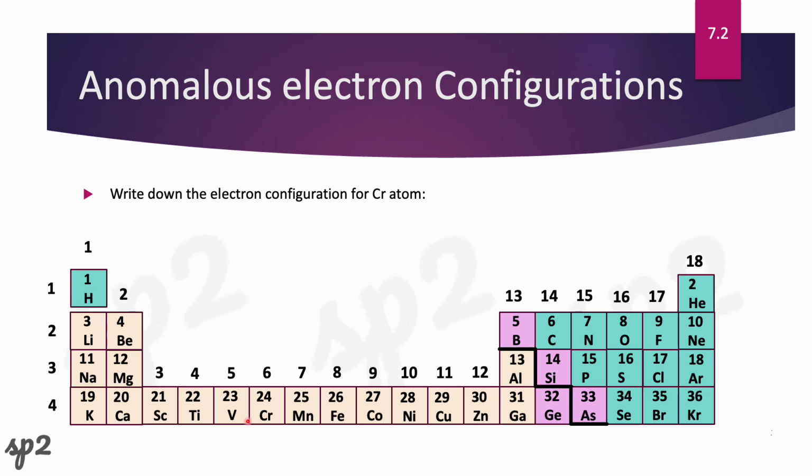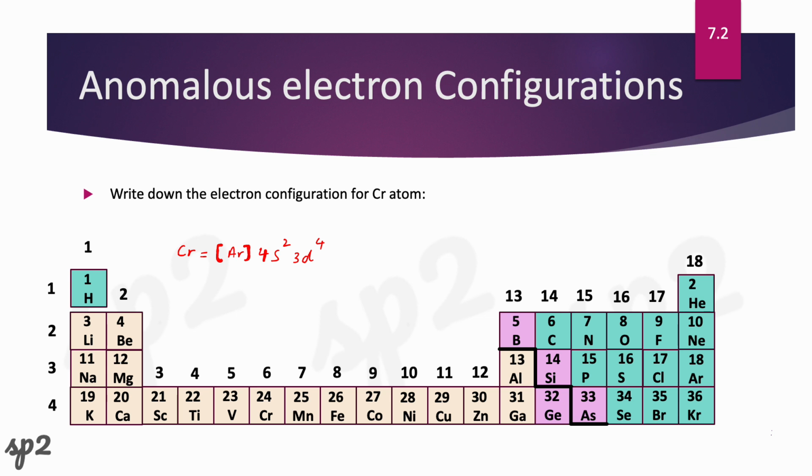If it was usual, okay, if it was usual, then it would be chromium, the previous noble gas is argon, and then I have 4s2, right? And then I have 3d4. So if it was usual, then I would be something like this.